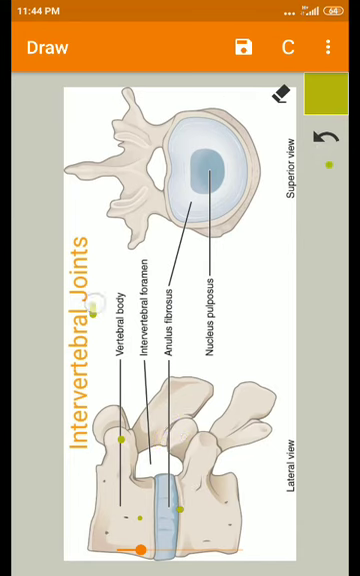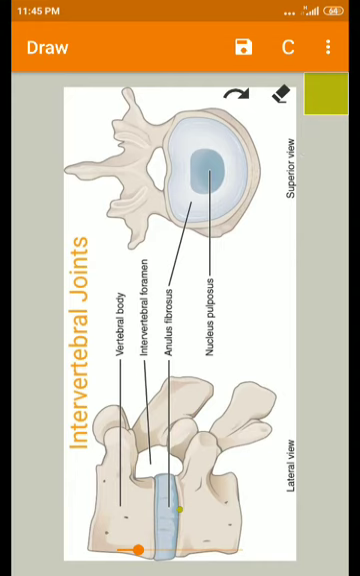That means totally three joints: one median joint and two articular facet joints. These three joints form the intervertebral joints. The joints between the articular processes are plain synovial joints, whereas the joint between the two vertebral bodies is a symphysis type of joint, that is, a secondary cartilaginous type of joint.